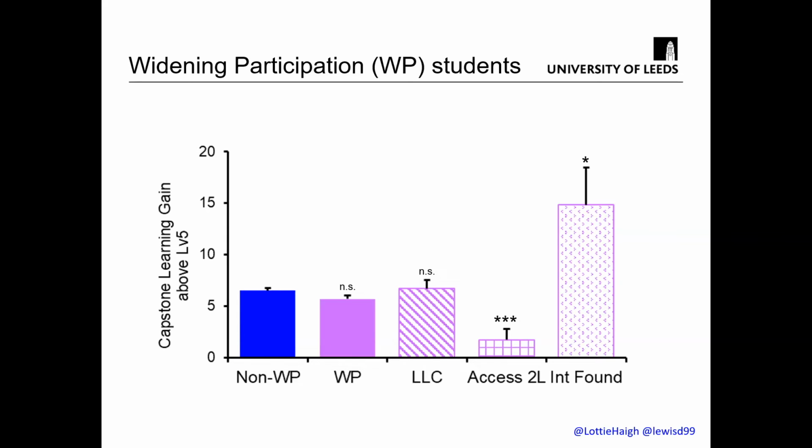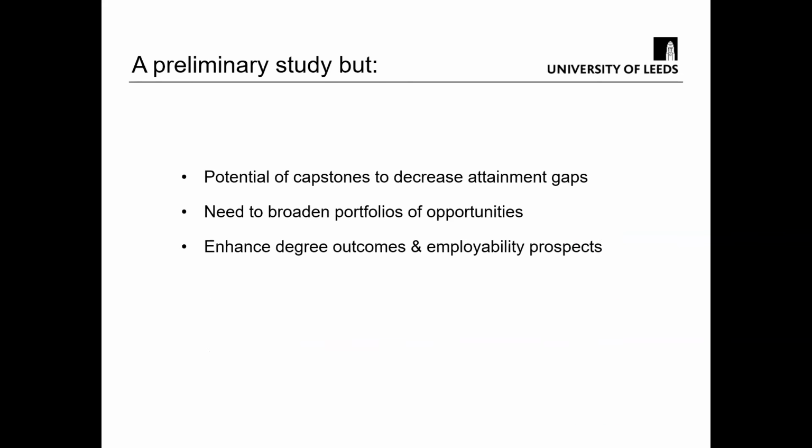So this is a preliminary study, but what does it tell us? It tells us there's the potential for capstones to decrease attainment gaps, and that we really need to broaden our portfolio of opportunities so that there's something for every student: something they can really buy into, get their teeth into, and achieve in. If we do that, we will enhance degree outcomes and employability prospects of all our students.